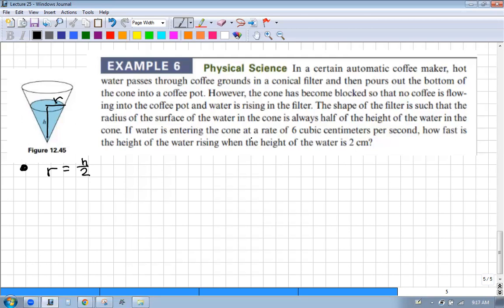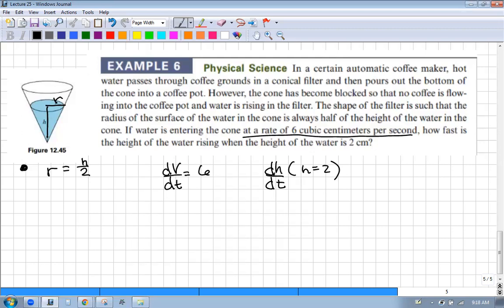If water is entering the cone at a rate of 6 cubic centimeters per second, that means the change in the volume with respect to time is 6. Nice and simple. Doesn't depend on the time or the radius or anything else. They made it real simple. It's just constant change in volume. So the water is being poured in at a constant rate. How fast is the height of the water rising? What is the change in the height with respect to time? Specifically, when the height is 2. Okay, so it's all centimeters.